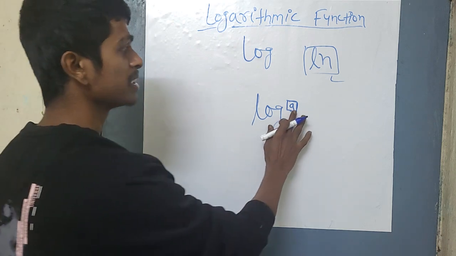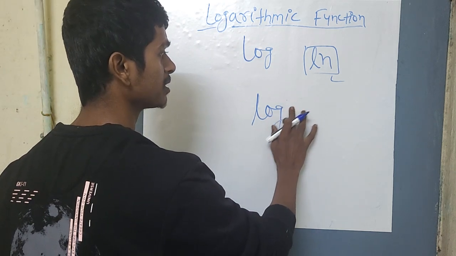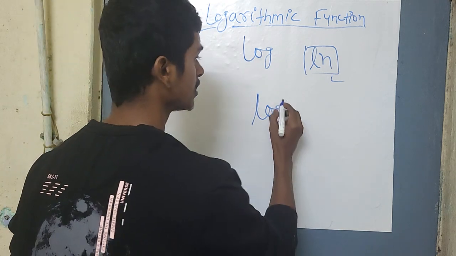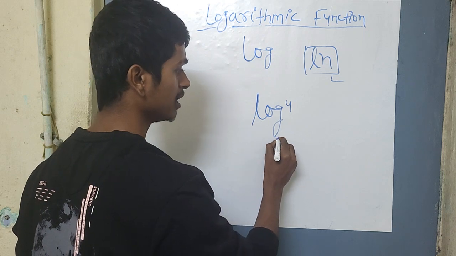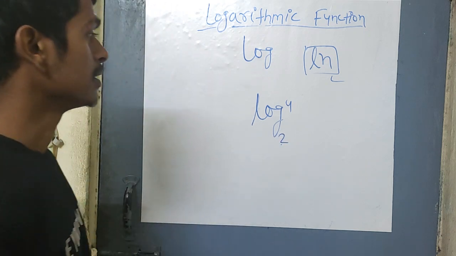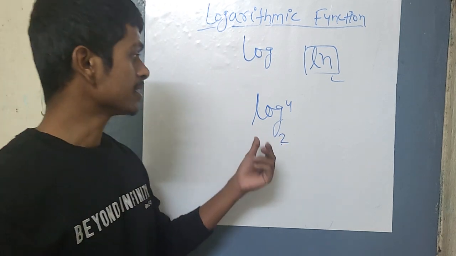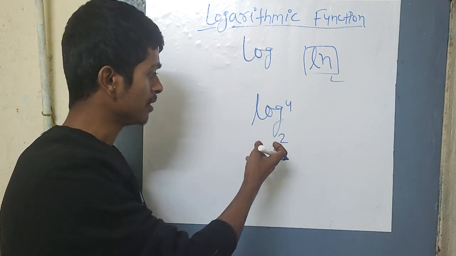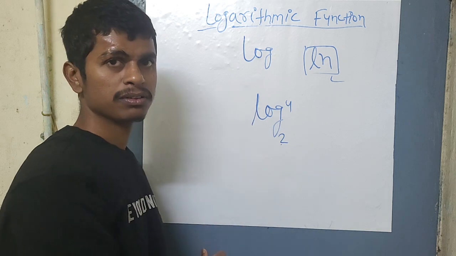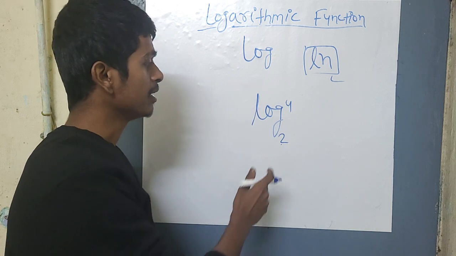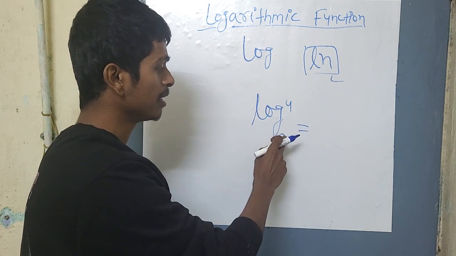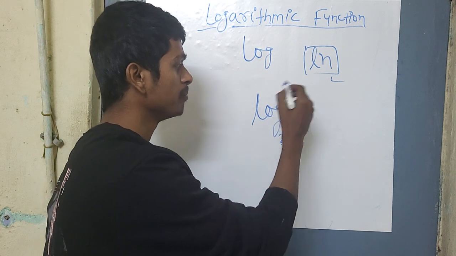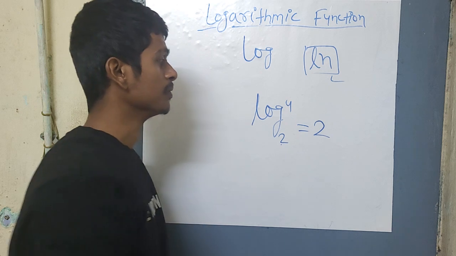I am taking some examples to show what it does. I am taking 4 in place of the argument and 2 in place of the base. Log calculates how much power you have to give to this 2 so that you get 4. Clearly, if you give power 2 on this 2, you will get 4, so the value of this log will be 2.